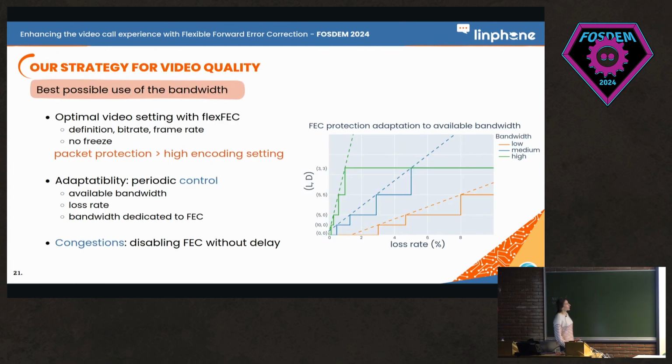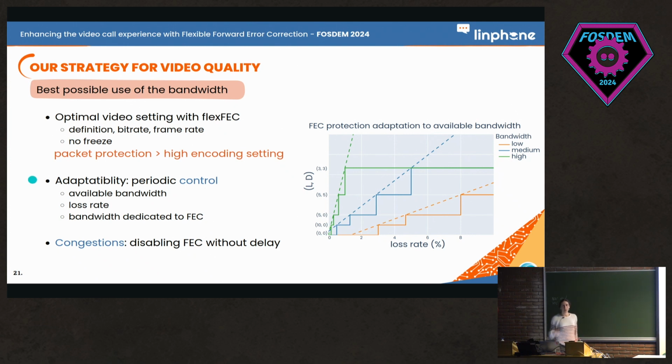Some elements about our strategy for the video quality. Our rule is to make the best possible use of the bandwidth, but sometimes you don't know the bandwidth at the beginning of the call. It can change during the call, and you have all events to manage. We want an optimal video setting, so the best definition, bitrate, and frame rate, but most important, we don't want freeze in the video. So we decided to prioritize the packet protection before having high encoding setting.